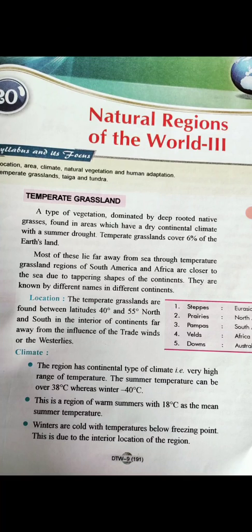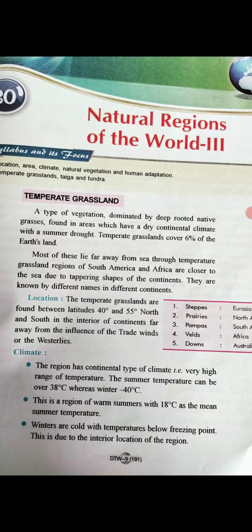It means these are found in areas where there's very little precipitation, and those areas lie in the interior of the continent away from the sea, experiencing a very high range of temperature. Temperate grassland covers 6% of Earth's land. Most of these lie far away from the sea, though the temperate grassland regions of South America and Africa are closer to the sea due to the tapering shapes of the continents.